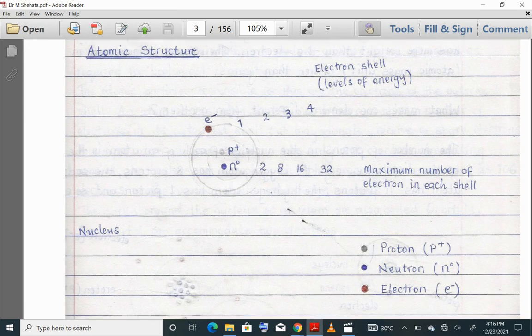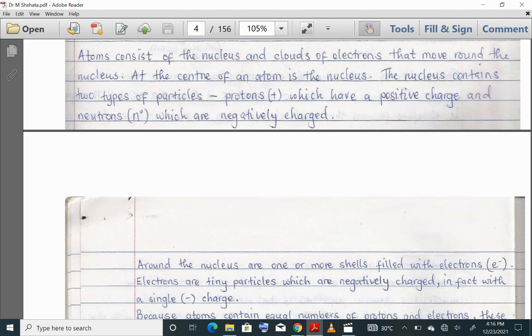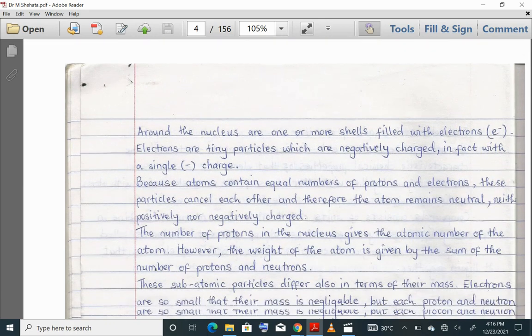Now, you want to know something about the charges of these. The protons are the ones which are positively charged. The neutrons, as the name suggests, are neutral, right? So they are neutral, they don't have a charge. And then the electrons are negatively charged.